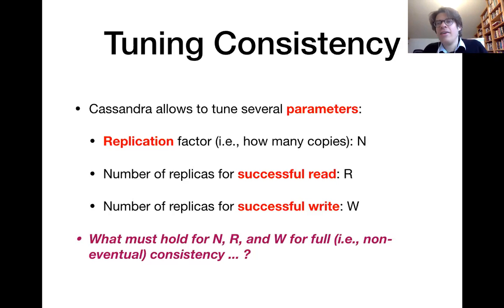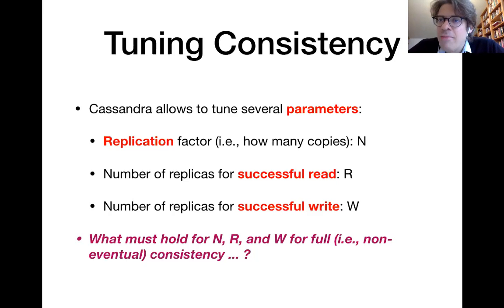So for instance, let's say that we have 10 replicas in our system from every object. And we could say that in order to consider an update to the object as a success, we require the system to update at least 3 out of those 10 replicas first.